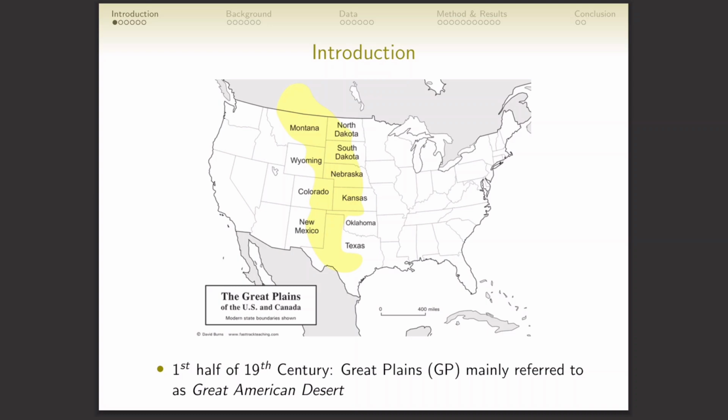So a bit of background. This area, the Great Plains, before the mid-19th century, was very often referred to as the Great American Desert. Kind of this land that was uninhabitable, run by native Indian, sometimes very aggressive tribes, and only really populated by fur traders and these sort of things.